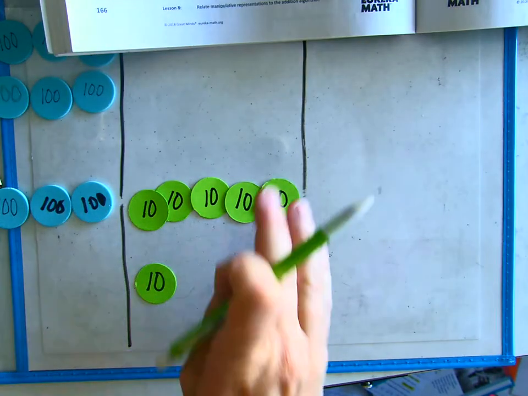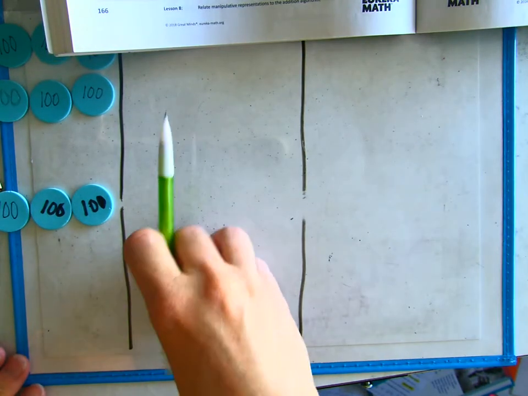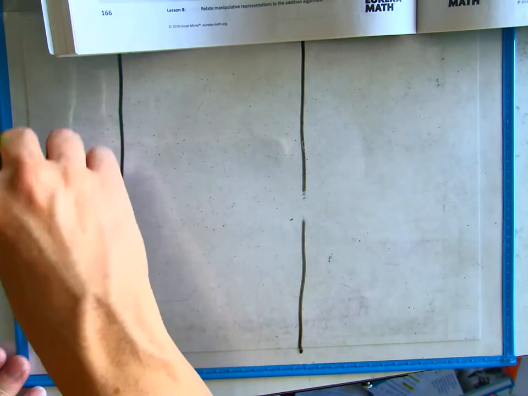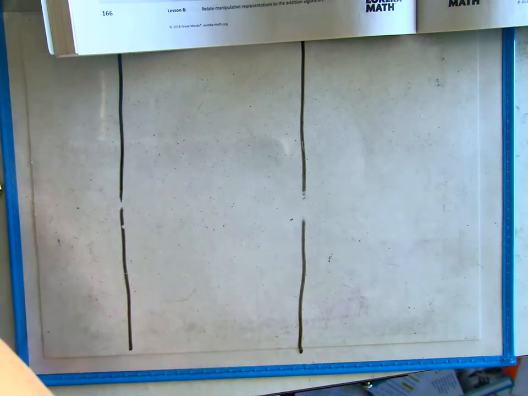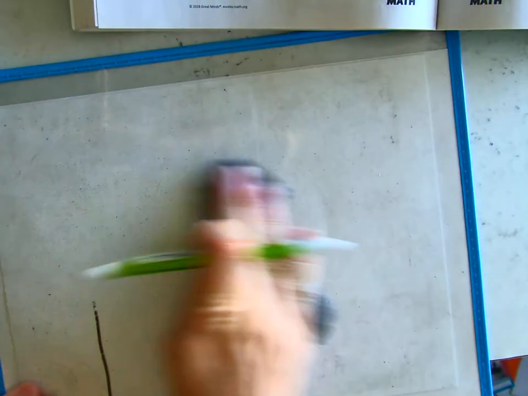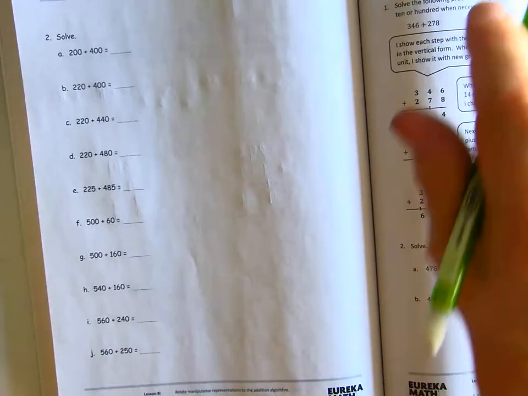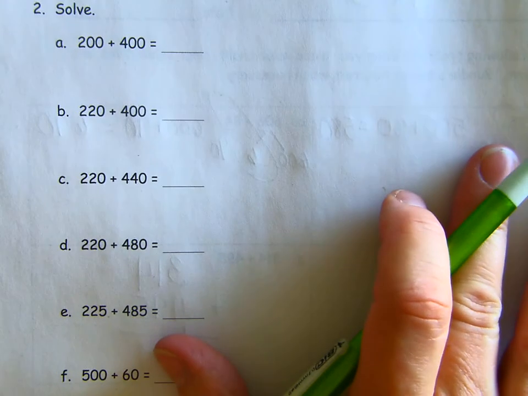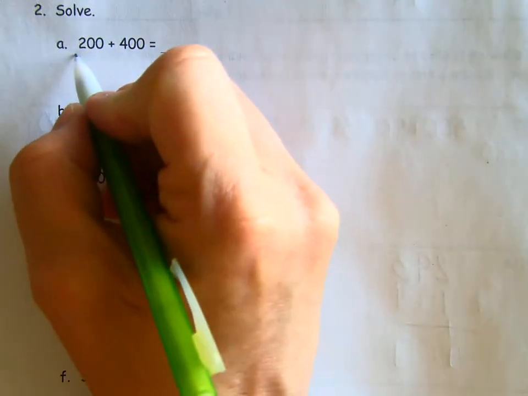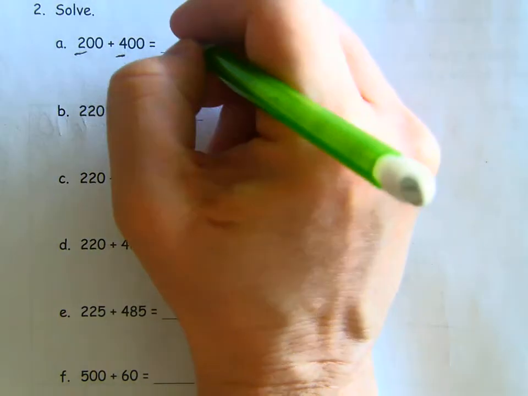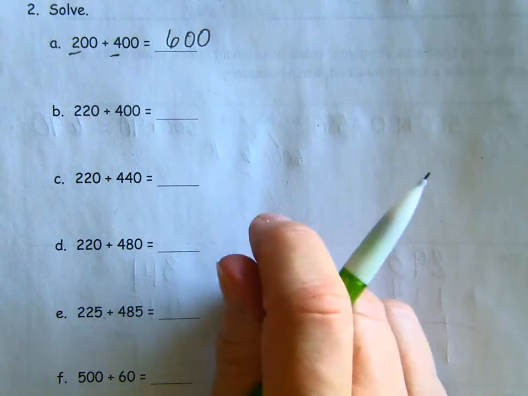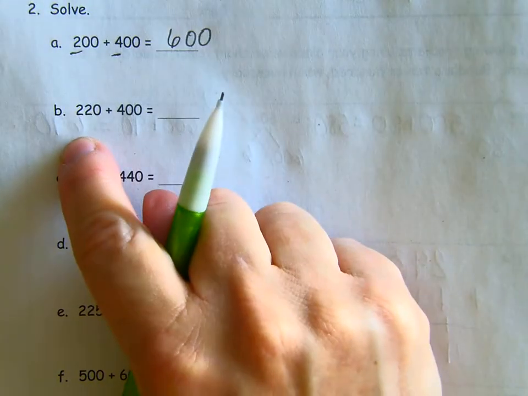So on the next page, we're going to not use our place value discs. We're going to use some mental math. And then like we did before, we'll use things that we learned in earlier problems to solve the new problems. So the first one says 200 plus 400. That's pretty simple. 200s plus 400s equals 600s.